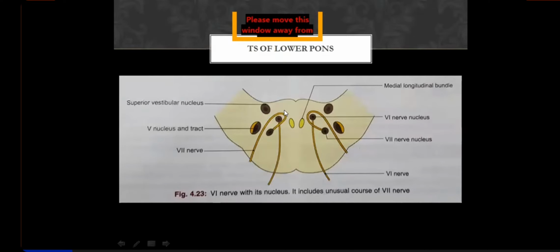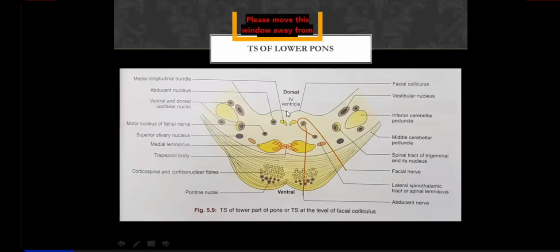And because of this coursing of the facial nerve dorsally to the nucleus of abducent nerve, there is a bulging seen on the dorsal aspect of the pons, so you can see in the floor of the fourth ventricle, and that's called facial colliculus. Got it? So that facial colliculus is because of this winding course of the facial nerve. Okay. Now you'll see the intraneural course of abducent nerve.